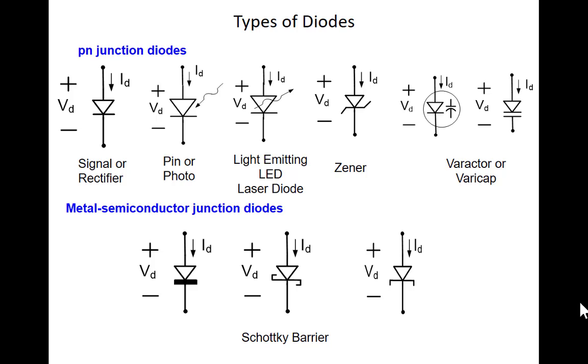Schottky barrier diodes. Schottky barrier diodes typically are much faster than pin diodes or photodiodes, and they have much lower voltage drop across them when they're on. Okay. So we have a lot of different diodes with a lot of different properties.